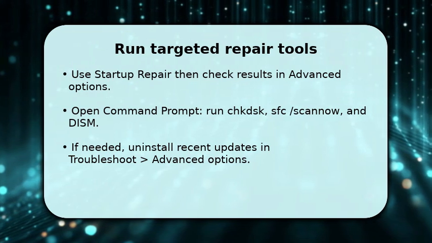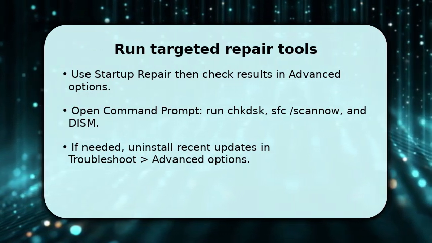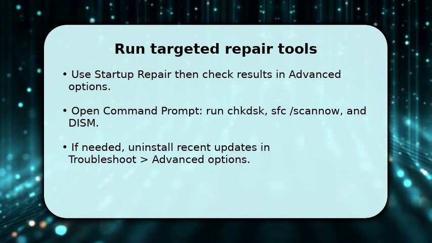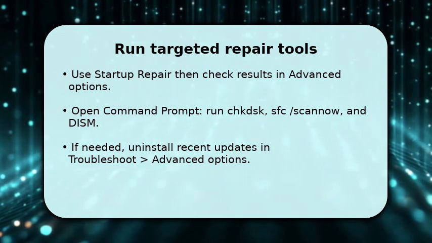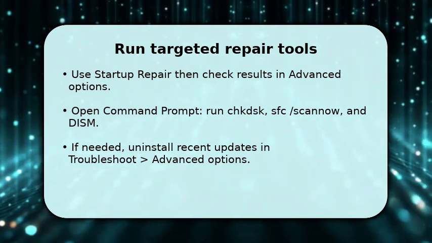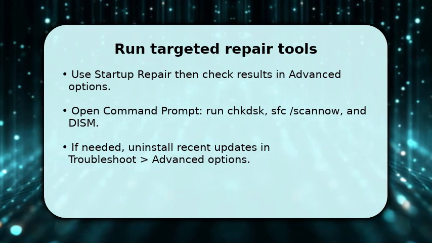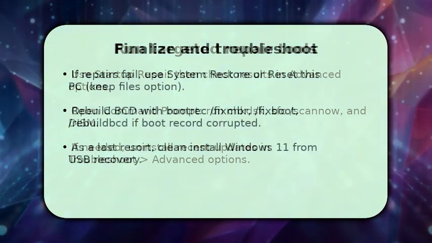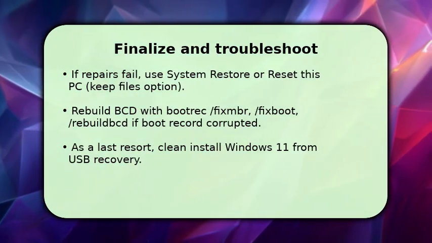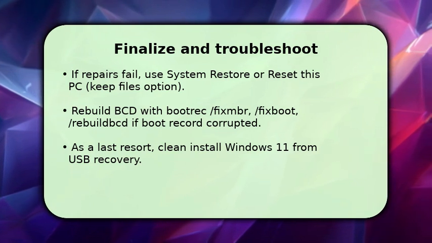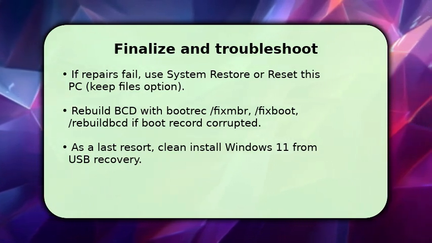If the problem started after an update, make sure to uninstall recent updates from Troubleshoot, Advanced Options, so you remove the likely culprit. You finish by attempting System Restore to roll back to a working point. If that's unavailable, choose Reset this PC and select Keep My Files to preserve data while reinstalling system components.